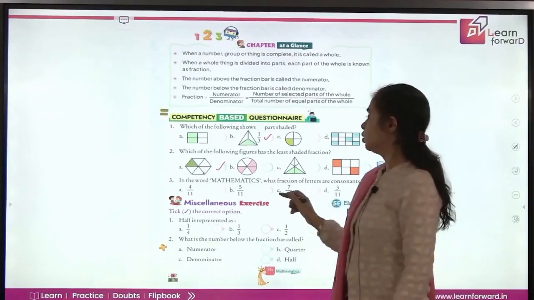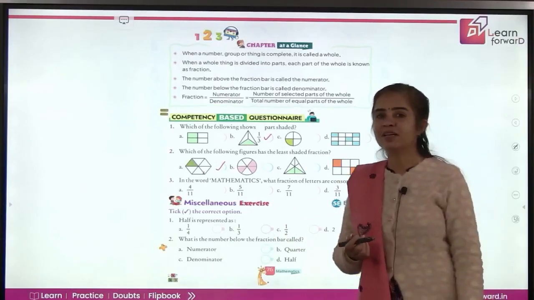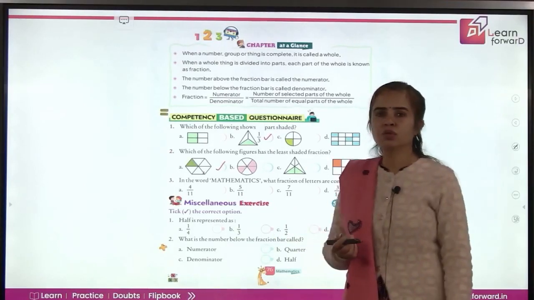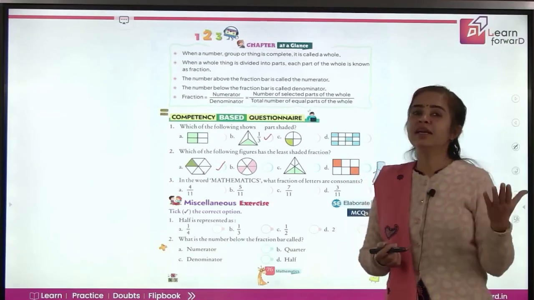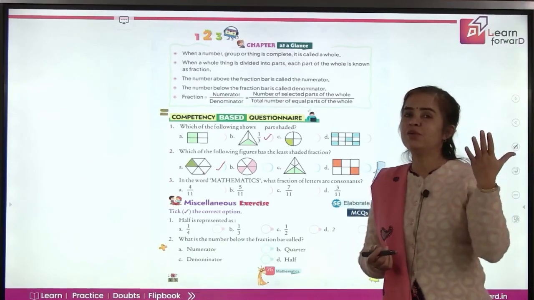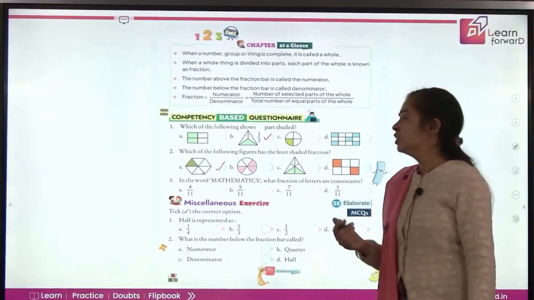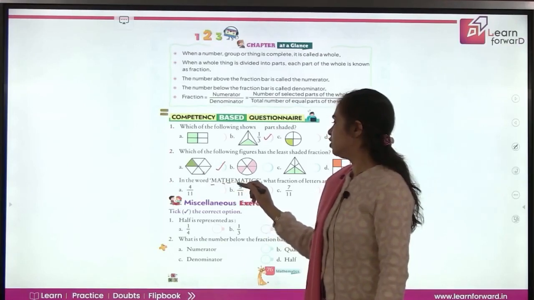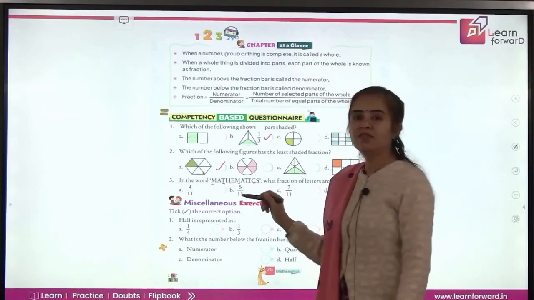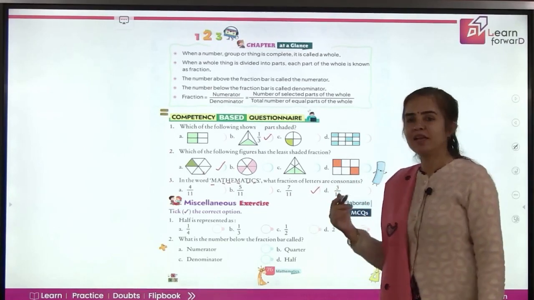Now in the word mathematics, what fraction of letters are consonants? So what is the total number? All the denominators have 11. That means the total number of letters is 11. Let's find out consonants. Do you remember what are consonants? Yes. All letters other than A, E, I, O, U. What are these A, E, I, O, U called? Yes, these are called vowels. So let us see. Consonant 2, 3, 4, 5, 6, 7. Okay, so we have 7 out of 11. 7 by 11 is your answer.